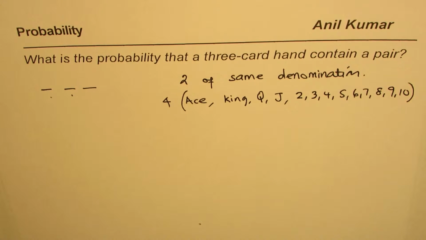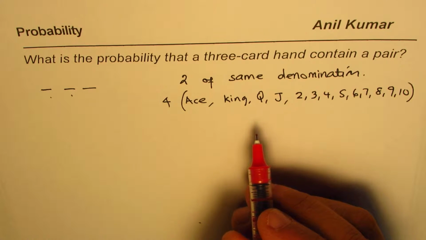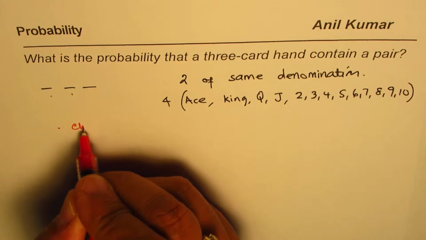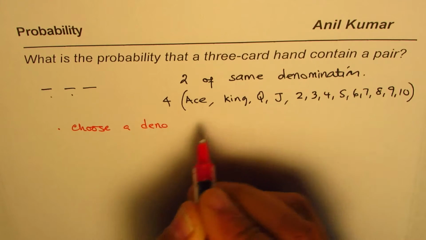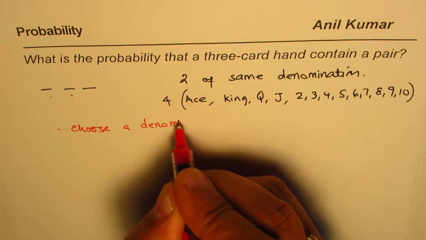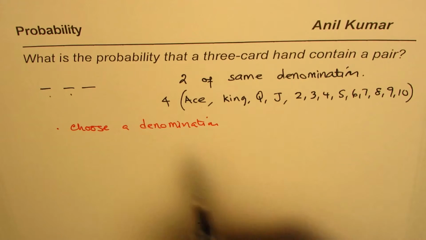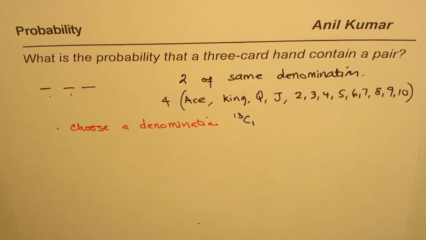Steps involved will be, first, we have to select one denomination, right? So first step in this case is to choose a denomination. It could be any one of these, right? So it is a choice which will be out of 13, we have to select one. So this is 13C1, right?